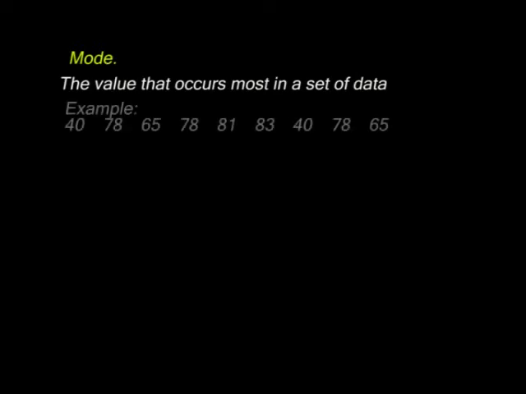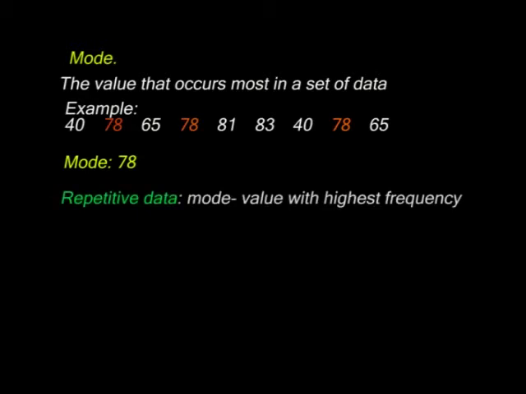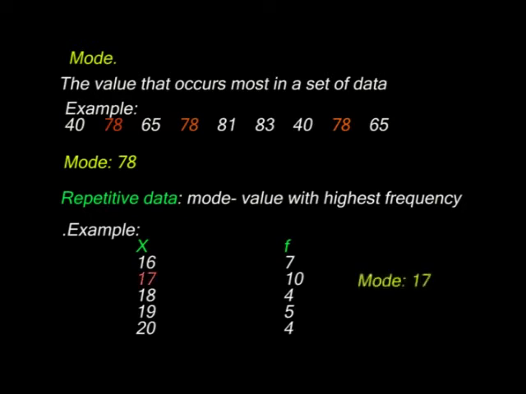Let us now turn to mode, and mode is the value that occurs most in a list of values. If these are the figures, for example, the mode shall be 78. Why? Because it occurs 3 times. For a data that is repetitive, the mode is the value with the highest frequency. For example, in our previous table, we had the ages and the number of students with those respective ages, and the mode is 17 years because it has the highest frequency. There are 10 students with 17 years of age.